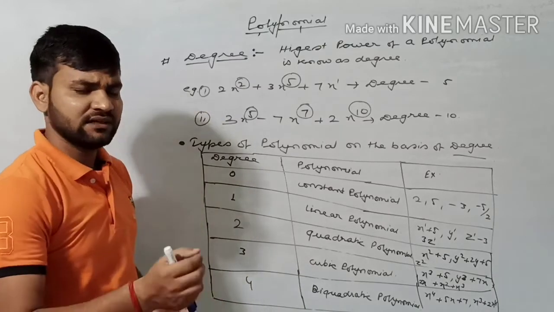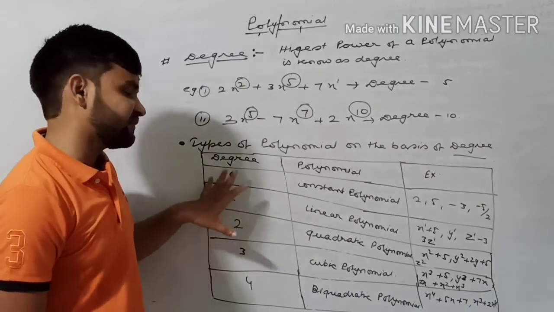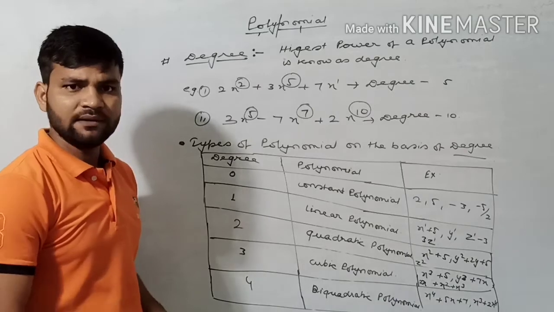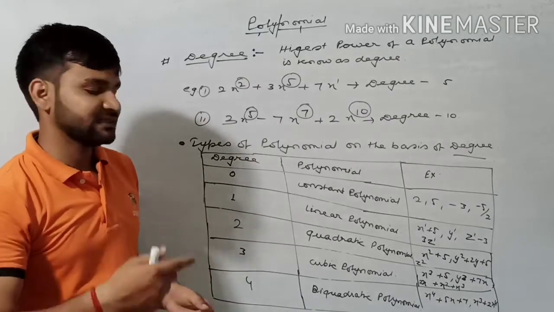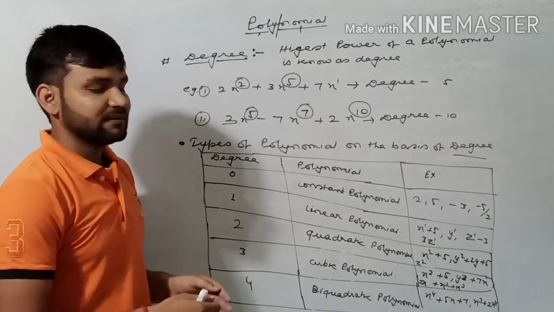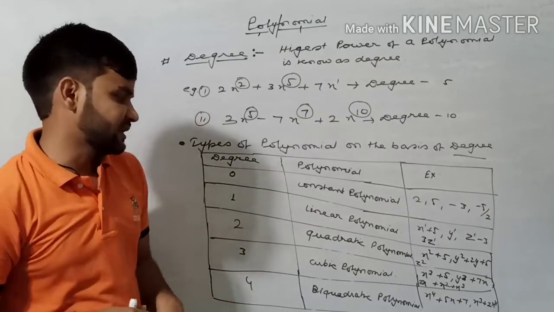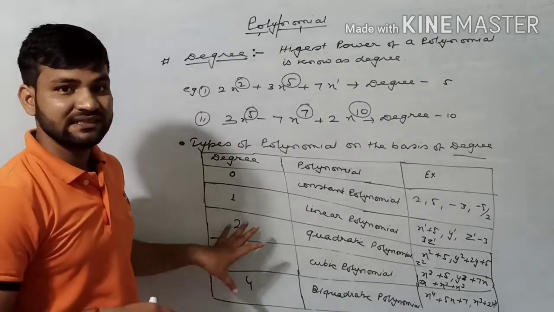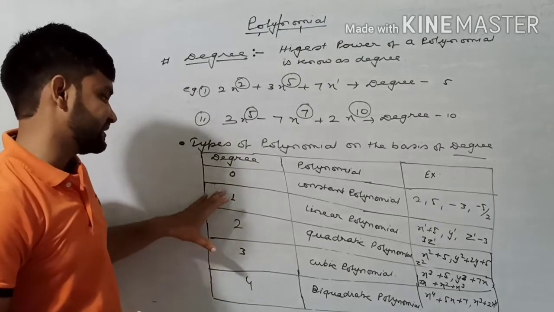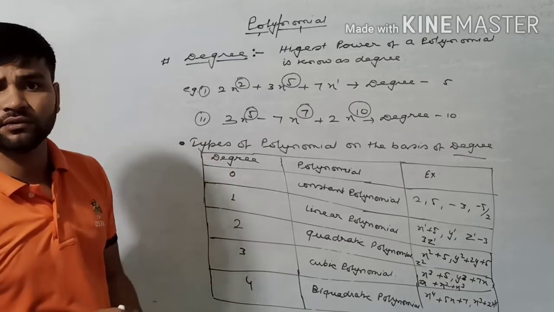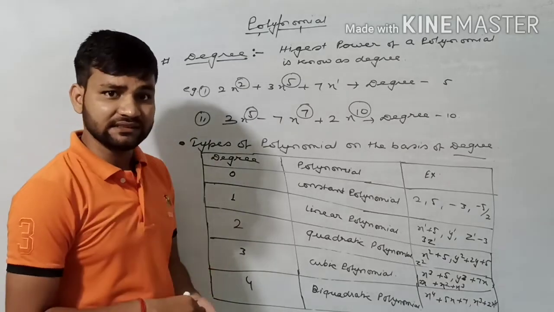But we cannot say that there are only 5 types of polynomial. There are many types of polynomial on the basis of degree. That means degree 5 quintic, degree 6 sextic. That means many types of polynomial. But we have only discussed these, mainly 4 types: degree 1, degree 2, degree 3, and degree 4 polynomial in class 10th.